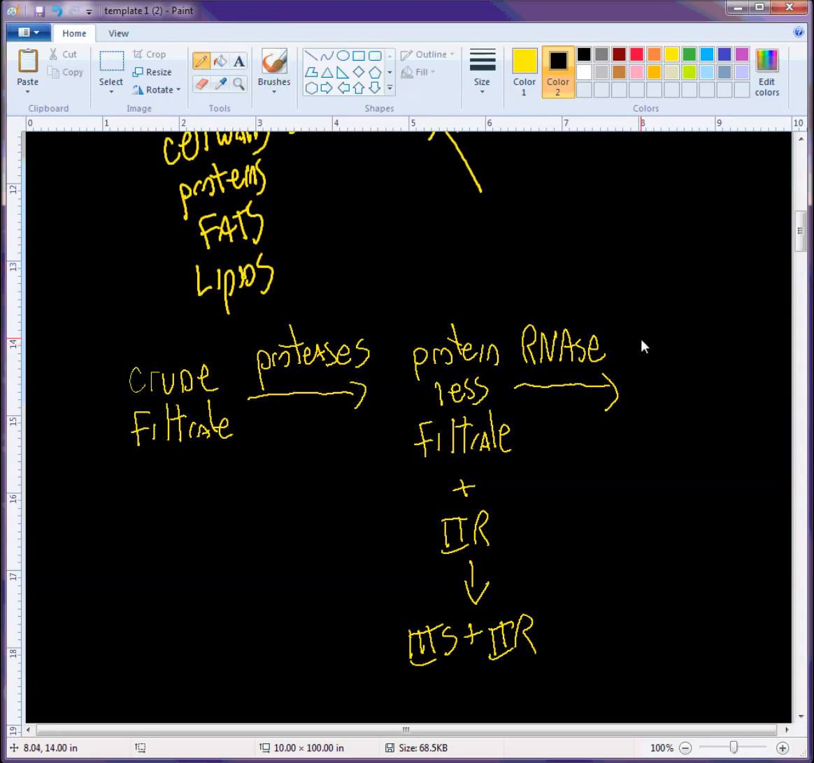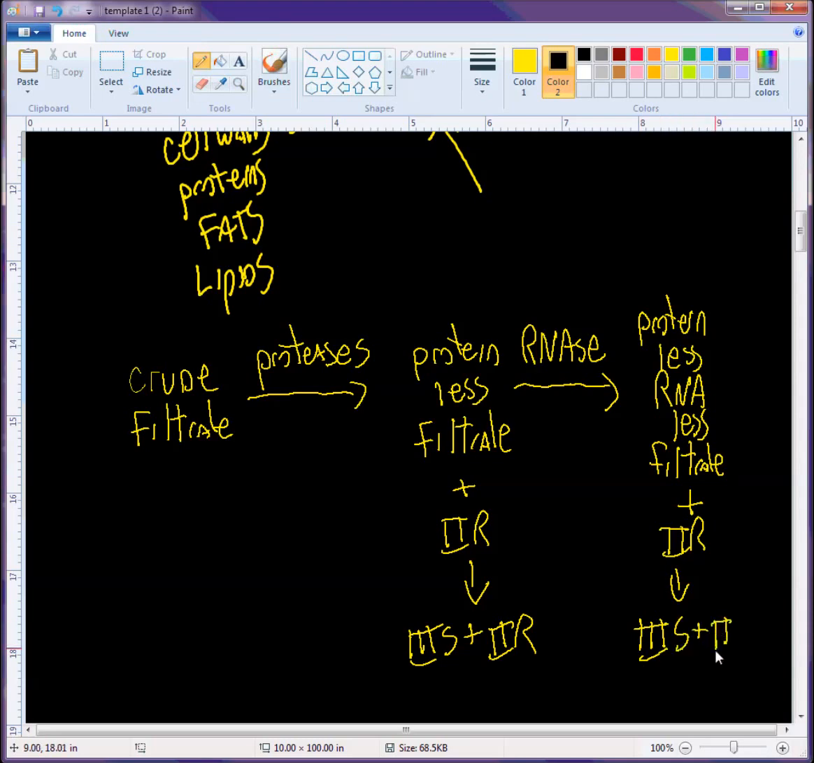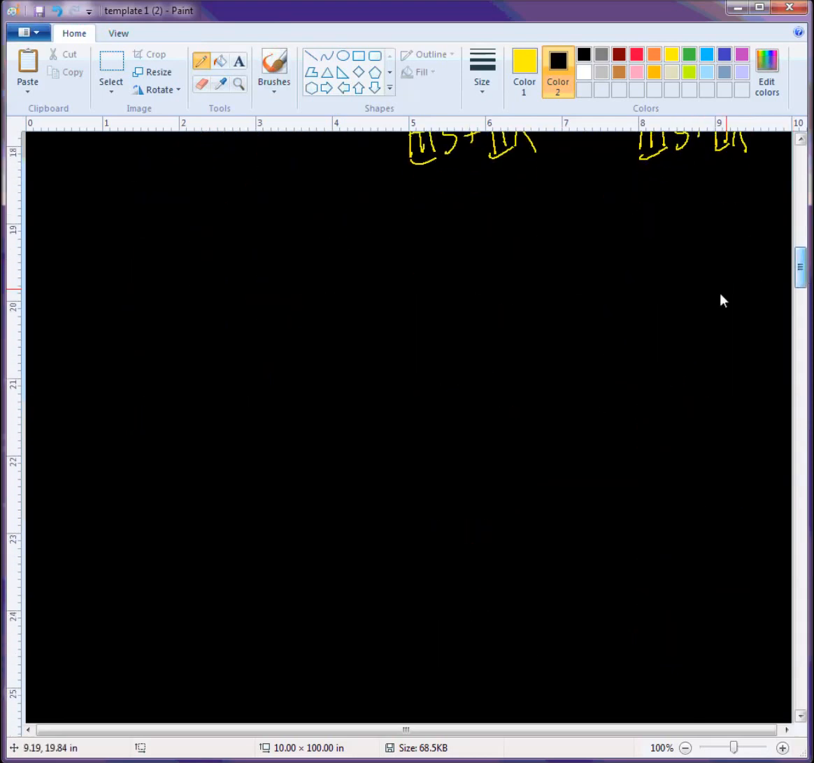So now we have a filtrate with no protein and no RNA. They add that to 2R, and what did they get out of that? They get 3S back again. So wow, okay, something is still in here. Whatever transforms bacteria is still in this protein-less and RNA-less filtrate.